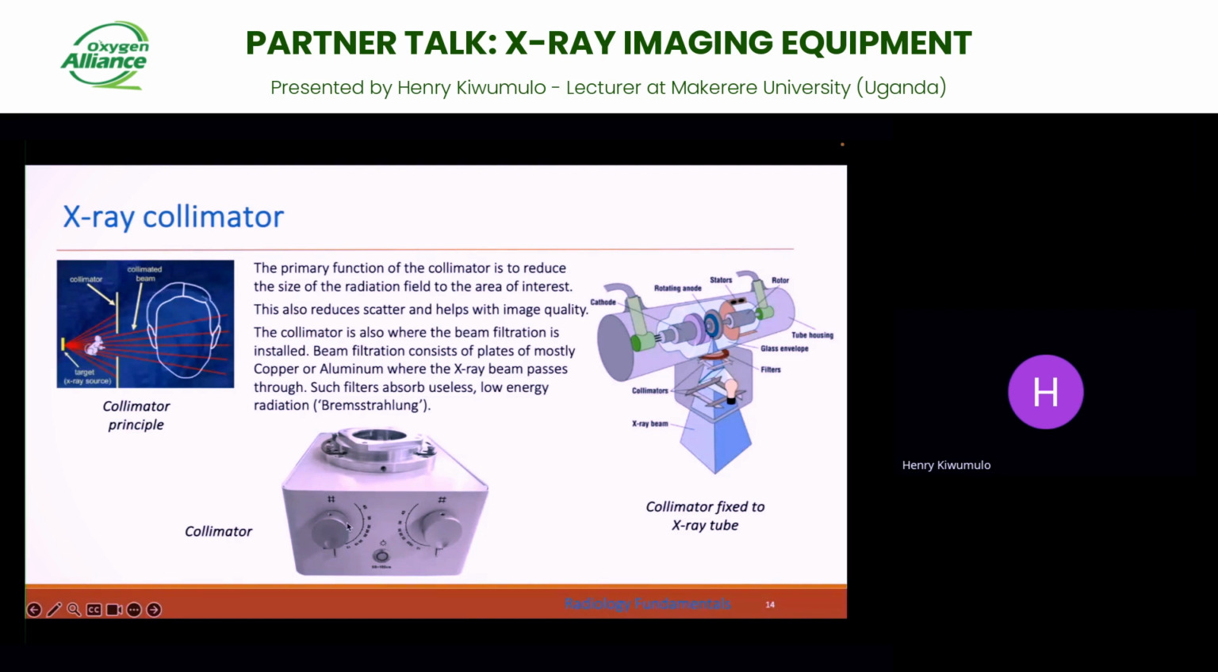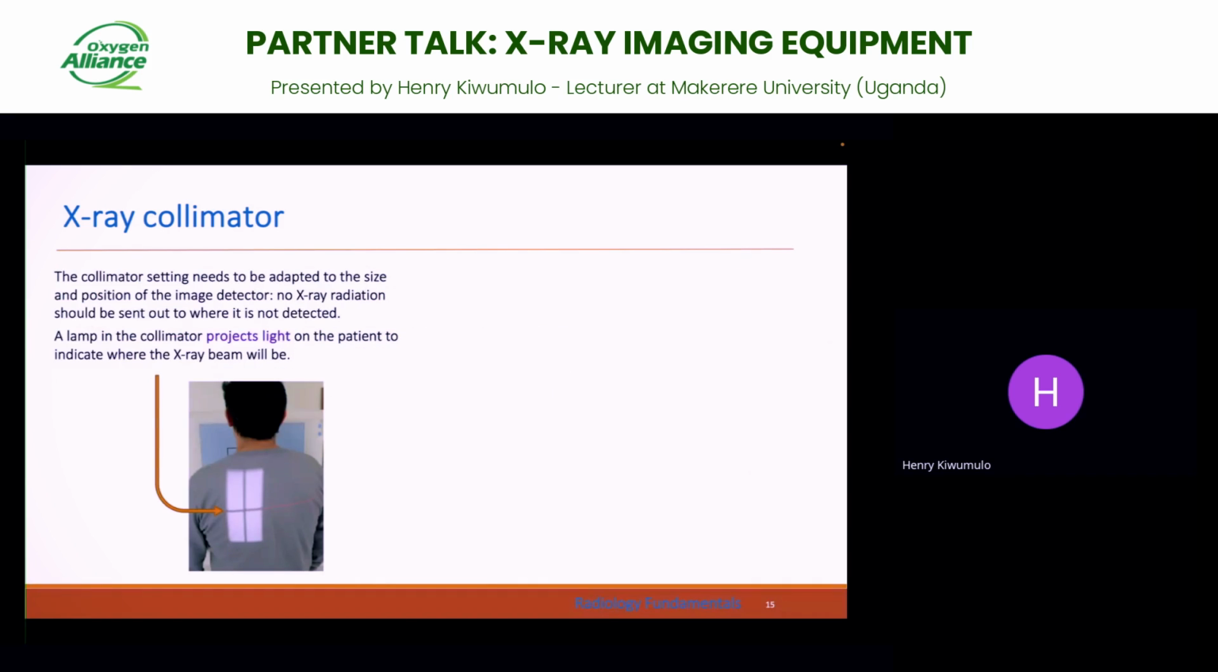And of course, you can always adjust the aperture depending on the area of interest that you want to X-ray. So there is a horizontal and then a vertical kind of aperture adjustment that you can always use to get the right field. Like what is shown in the image, the beauty with the collimator is that it also has a lamp which you can switch on and know exactly the indication of the area of interest where you can send your X-rays.